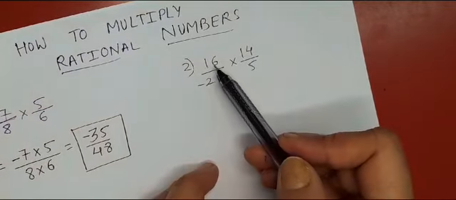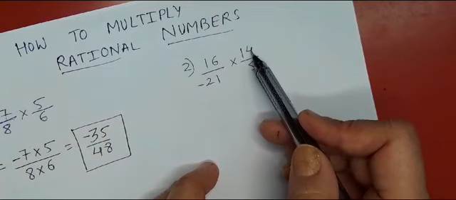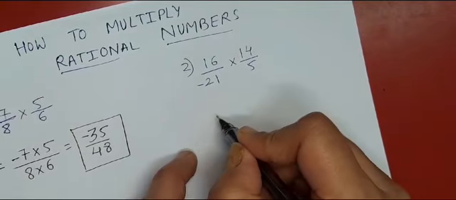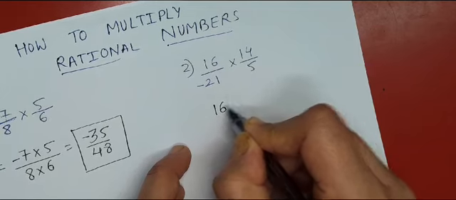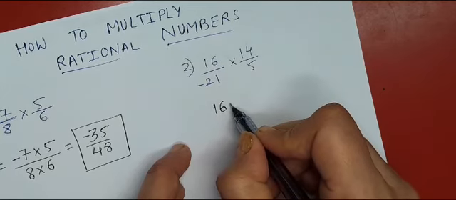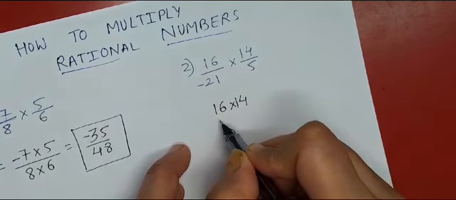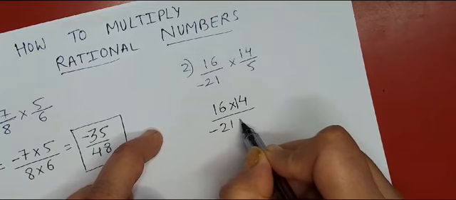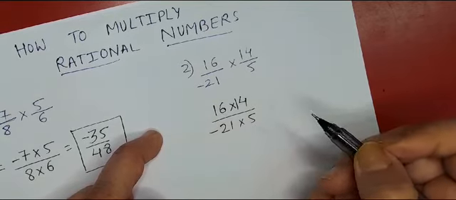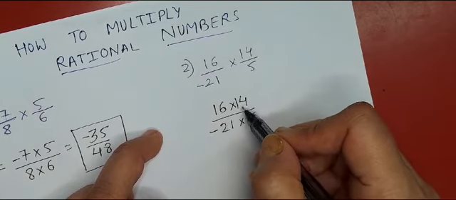We have been given 16 over negative 21 multiply 14 over 5. So here also we will multiply numerator together, 16 times 14, and negative 21 times 5 in the denominator. Now here we find common factor as 7.